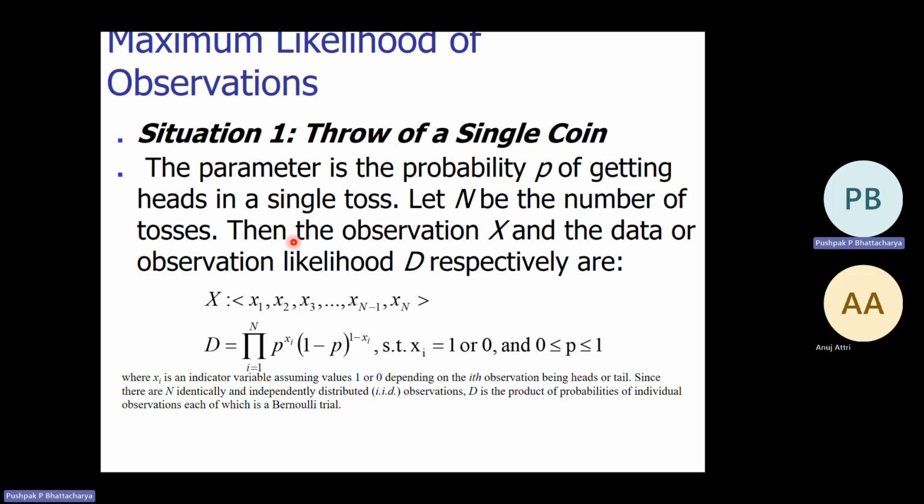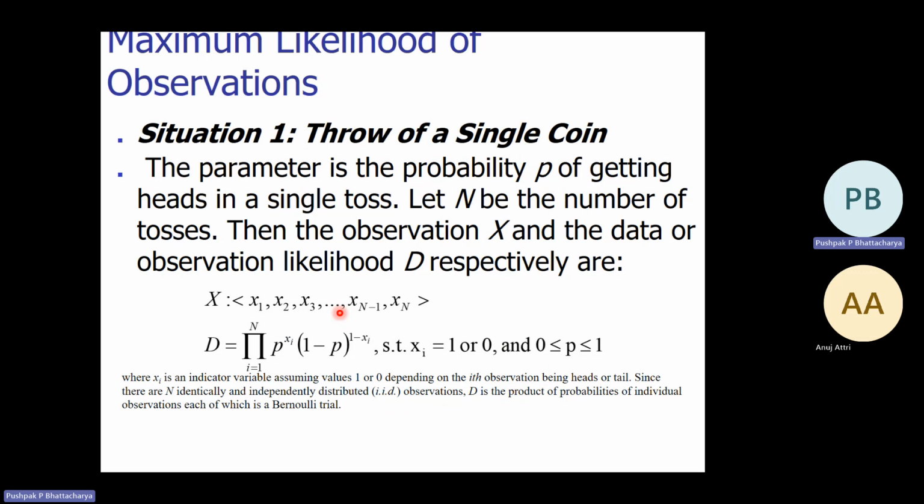Let n be the number of tosses, then the observation X and the data for observation likelihood D are X is X1, X2, X3 up to Xn, where these Xi's are what are called indicator variables. So these Xi's are 1 or 0, and P is between 0 and 1. There is a reason why we are not working with the total number of heads and total number of tails. It gives me an instrument to deal with a more complex situation where two coins are tossed.